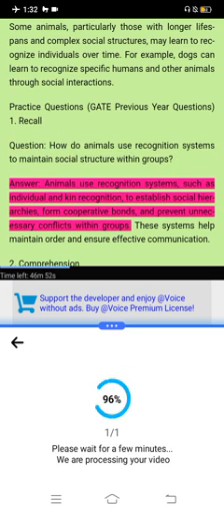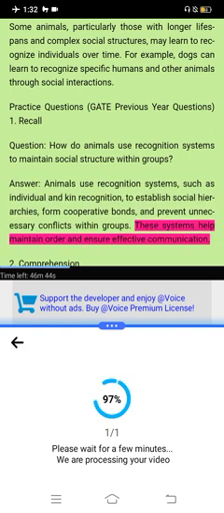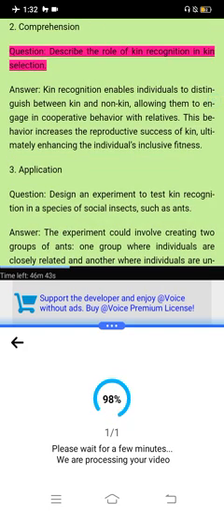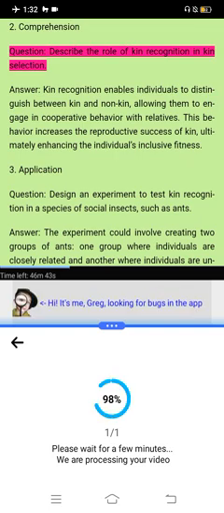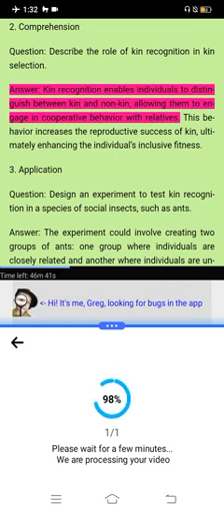Answer. Animals use recognition systems, such as individual and kin recognition, to establish social hierarchies, form cooperative bonds, and prevent unnecessary conflicts within groups. These systems help maintain order and ensure effective communication. 2. Comprehension. Question. Describe the role of kin recognition and kin selection. Answer. Kin recognition enables individuals to distinguish between kin and non-kin, allowing them to engage in cooperative behavior with relatives.